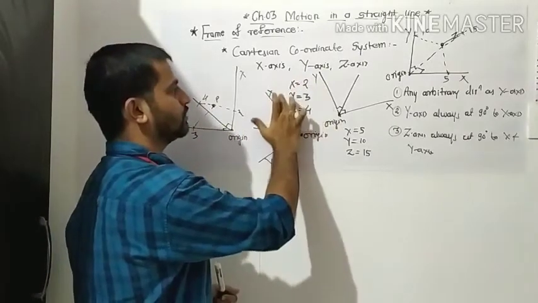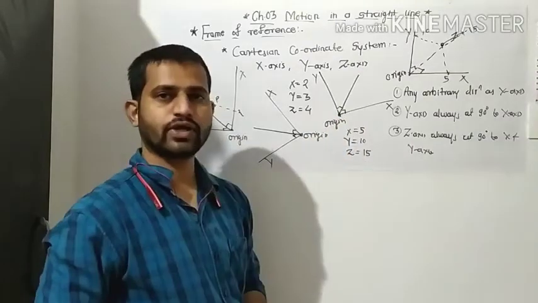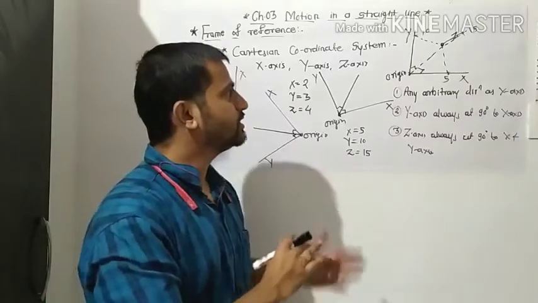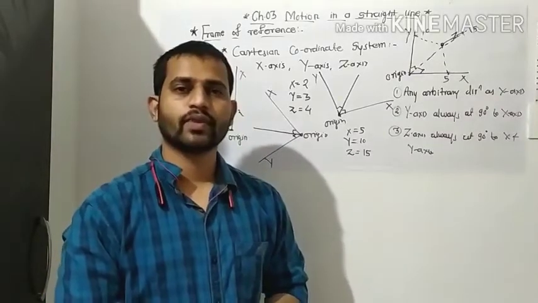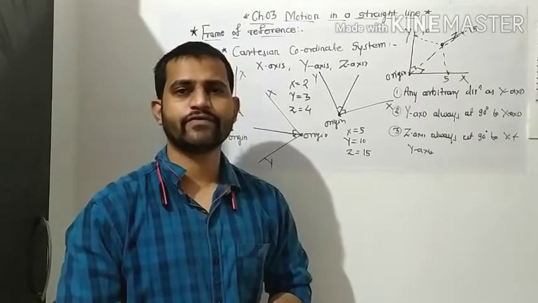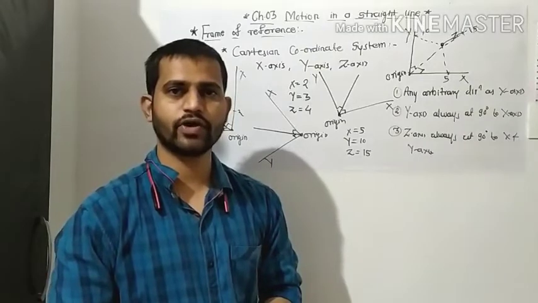Once we know about the coordinates, we can find out its location. So like this we are using this Cartesian system. Now in this, the reference point is the point of origin.